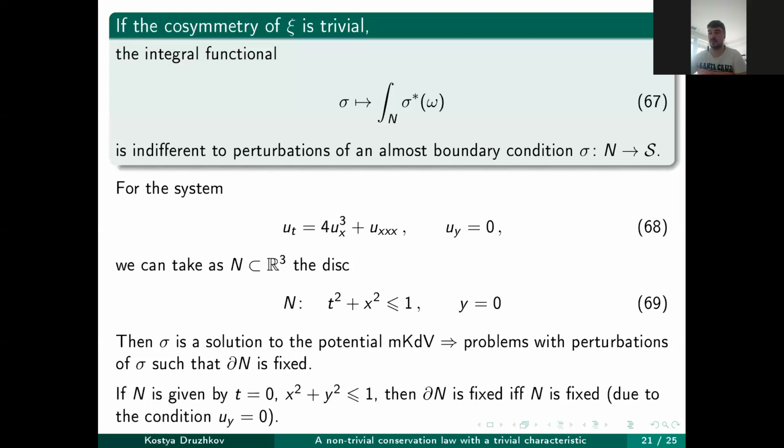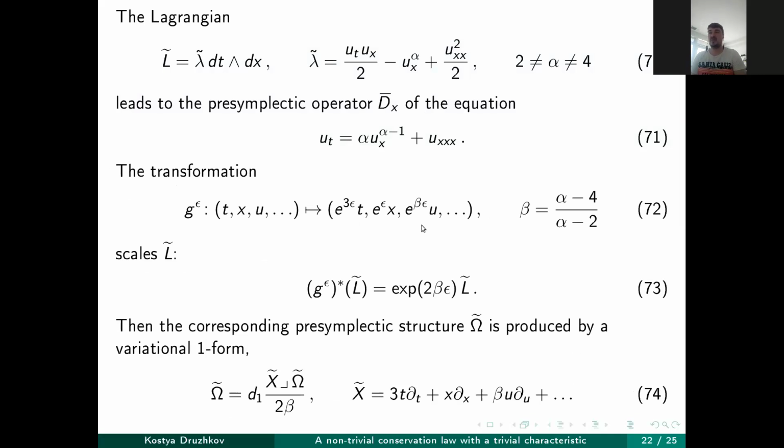We cannot perturb it at all due to the condition uy must be 0. So this sigma, its components cannot depend on y. If in this situation the boundary of this disk, the boundary circle, is fixed, then the disk itself must be fixed. So we have some problems with these perturbations, compactly supported perturbations of almost boundary conditions. For example, this is why this interpretation explains something at first sight. But actually, there is a problem with this interpretation, because if we consider a closely related Lagrangian, given by this component lambda, where we have alpha instead of 4, just an arbitrary alpha, which is not 4, and let's say which is not 2.